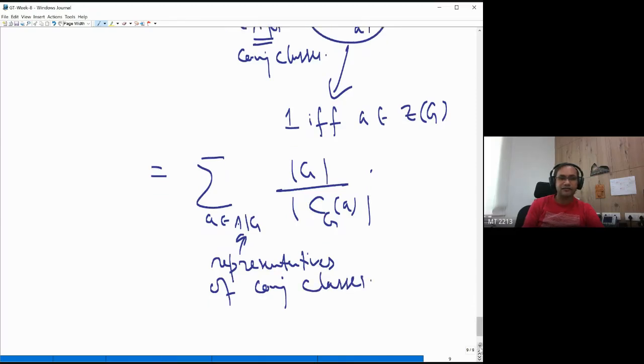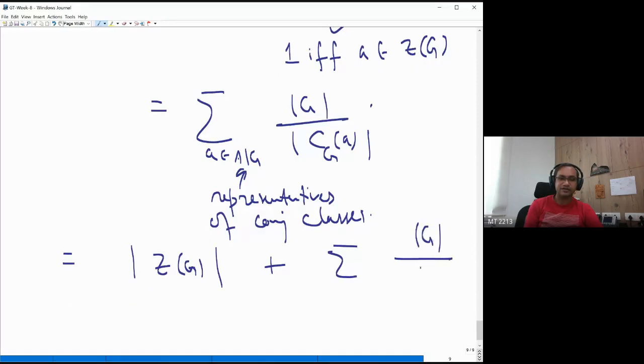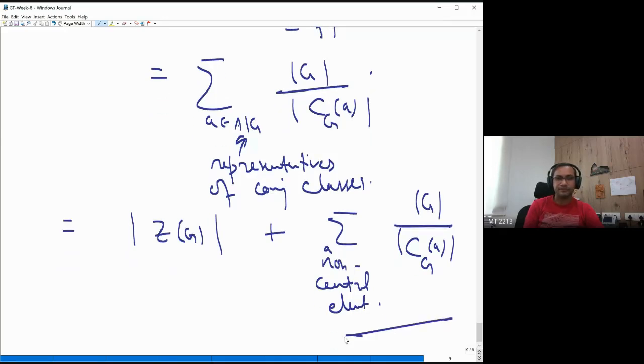So what we do is that we collect together all the ones. If I get one in this computation, I will collect them together. How many ones do I get? That is going to be the size of the center of G. For each central element, I will get one here, and when I don't get one, I simply have this formula, where this is at least greater than 1. So this is a non-central element, A running over non-central elements. Is this clear? This proves the theorem. This proves the class equation basically.